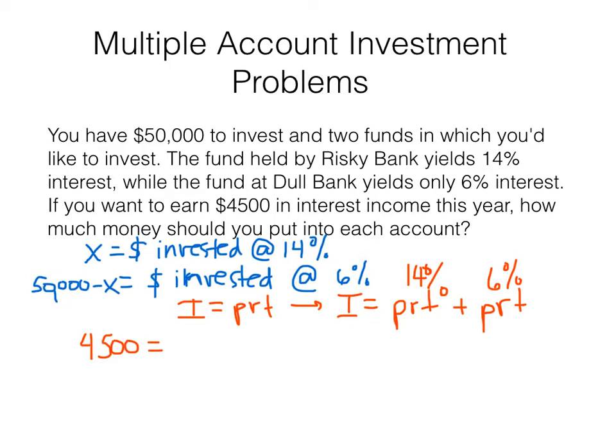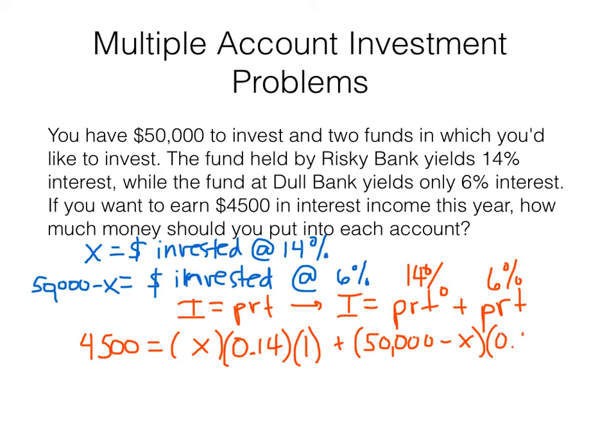The first account, the principal we're investing at 14% is X, because that's what we defined it as right up here. The rate that we're using is 14%. Remember to change it to a decimal. And then the time we're using here is 1 year. Okay, so just this year, 1 year. So that's the amount for the 14% investment. For the other investment, we have slightly larger space for the principal because we're going to use our expression that we wrote above, 50,000 minus X. Our rate is 0.06, and then again the time is 1.